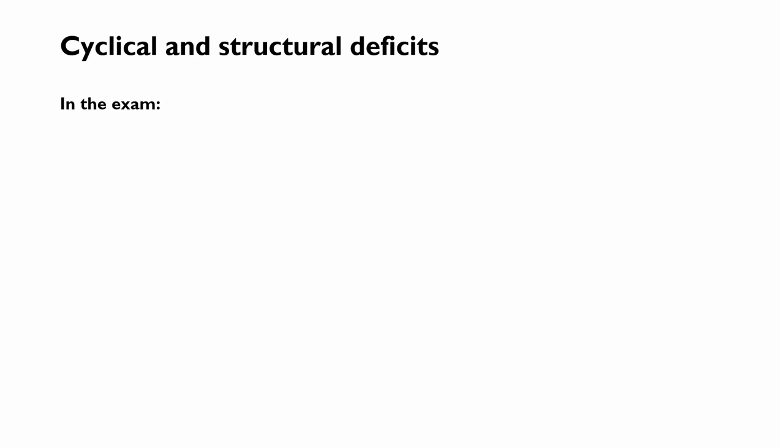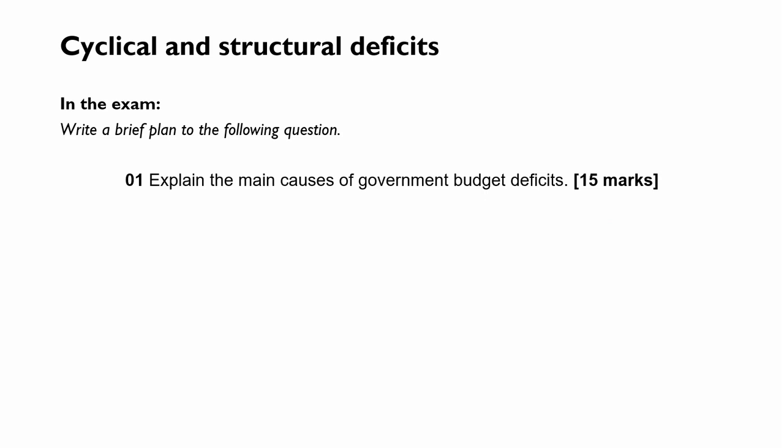A bit of application to do before we move on. In the exam, this could come up in a number of ways. We're likely to see a 15 mark question along these lines, where we have to explain the causes of budget deficits. Please could you pause this video and have a go at planning that question. Remember, with a 15 marker, we're looking for two or maybe three points. The key idea is a chain of analysis, explaining it step by step, but also some context, and hopefully I've given you loads of context.